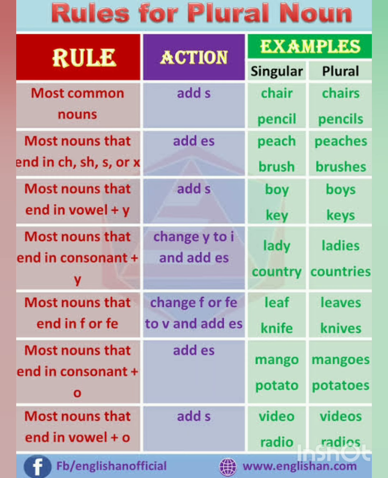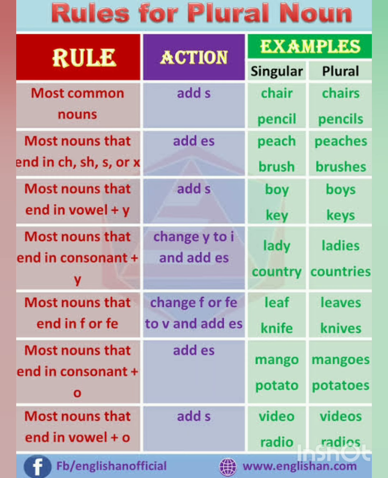Now, talking about the rules of how to change a singular noun into a plural noun. The most common way is to add s at the end. For example, chair. If we add s after that, it becomes chairs. It means more than one chair, so it is a plural noun. The next way is to add es at the end. If the nouns end in ch, sh, s or x, then we add es at the end. For example, peach and brush. To make them plural, we get peaches and brushes. We are adding es at the end.